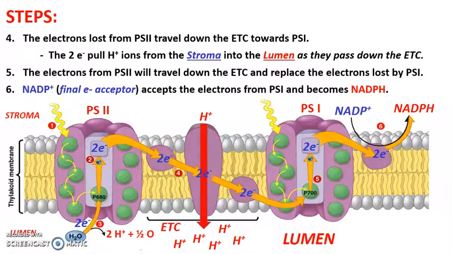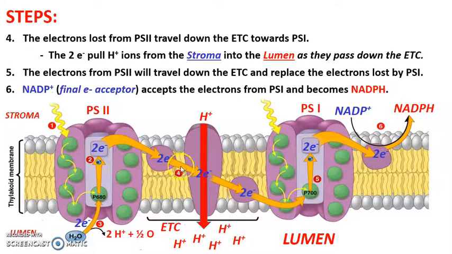So NADP+ will pick up the 2 electrons that just came from PS1. When it picks them up, it becomes reduced. And your final charged electron carrier is NADPH. And this is going to be used in the stroma, the same side of the membrane that it was just produced on, to produce glucose.